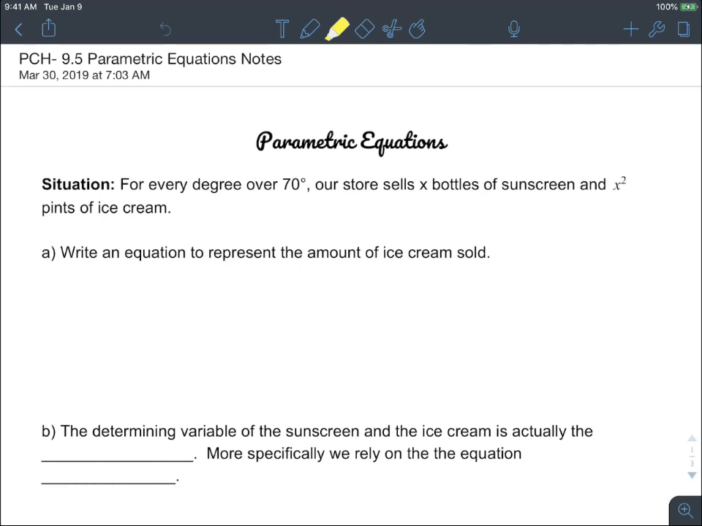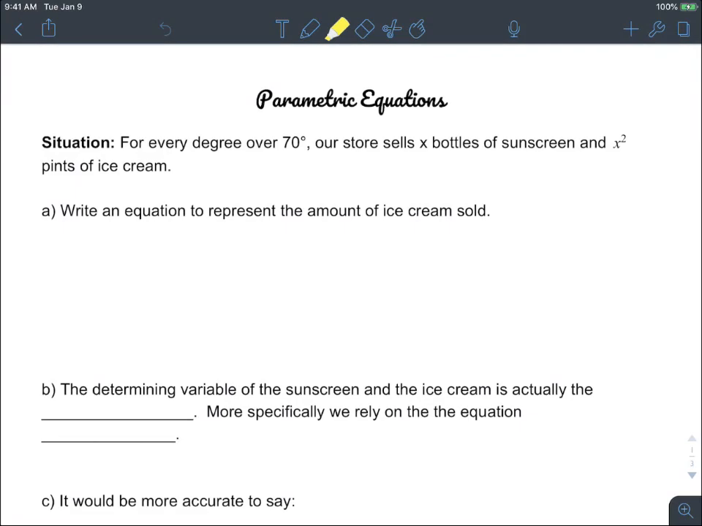Hi everyone, we're going to look at parametric equations this morning. So here's a little example of what parametric equations are. For every degree over 70 degrees, our store sells X bottles of sunscreen and X squared pints of ice cream. So go ahead and write an equation to represent the amount of ice cream sold.